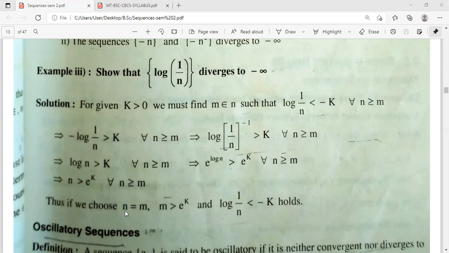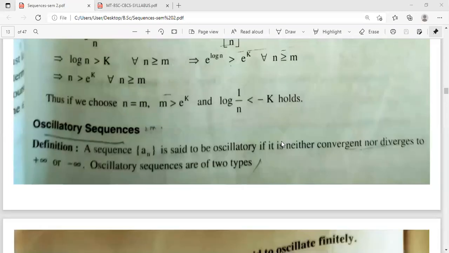If the value n equals m, then m greater than e to the power k and log 1 by n less than minus k holds. Just using definition number 2 of the divergent sequence, you are getting this value. This is how to remember it: that is the definition for k greater than 0, m belongs to N, here you can write log 1 by n less than minus k. Now the convergent sequence is over.